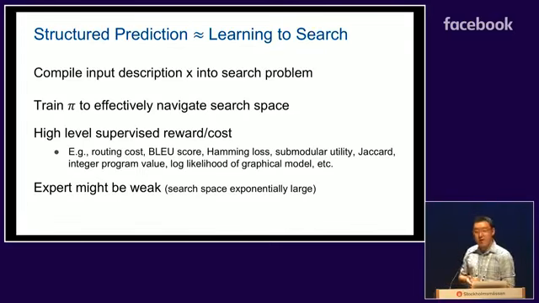Another issue that comes up here, which is something that I touched on very briefly in the first half of the tutorial, is that the expert here might be weak, right? So even though this problem is fully supervised, in many structured prediction settings, computing the optimal solution can be combinatorially hard, or computing the optimal recovery from an imperfect intermediate solution can be combinatorially hard. And so in that sense, the expert is weak, right? The expert is some computational oracle in the structured prediction problem.